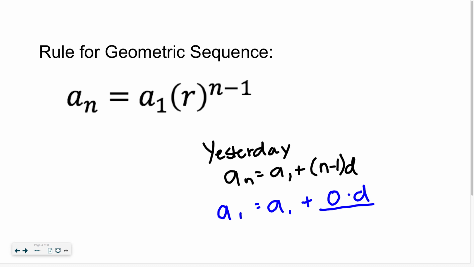So this is the same thing happening up here. The only way that this is ever going to have a sub 1 is if I multiply by r to the 0. Because then r to the 0 is just 1, and 1 times a sub 1 is a sub 1. So then they'll be equal. Okay, so that's the only way that works. So that's kind of like a little bit of insight into why you see that n minus 1.